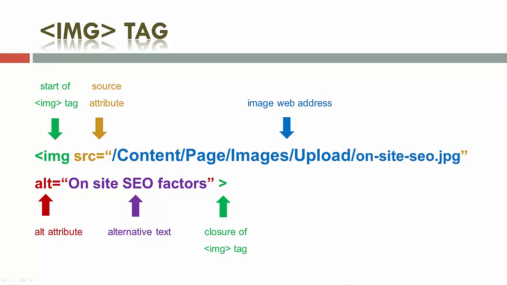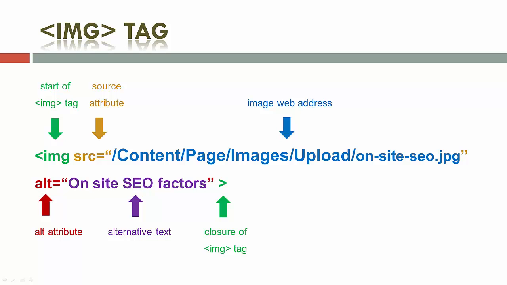In HTML, images are defined with the image tag, which contains two attributes: source and alternative text. The source attribute defines the URL, or in other words, the web address of the image. The alternative text attribute specifies an alternate text for the image if it cannot be displayed. In other words, the alternative attribute describes the image in words.